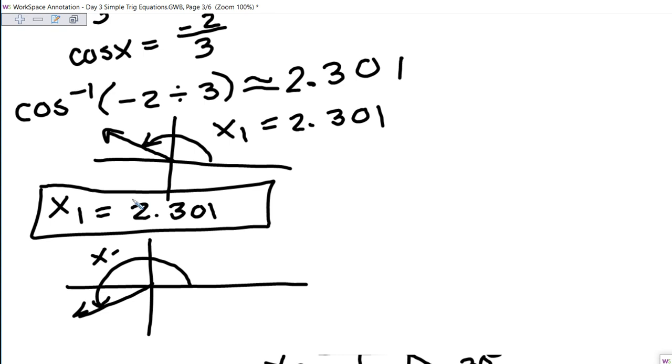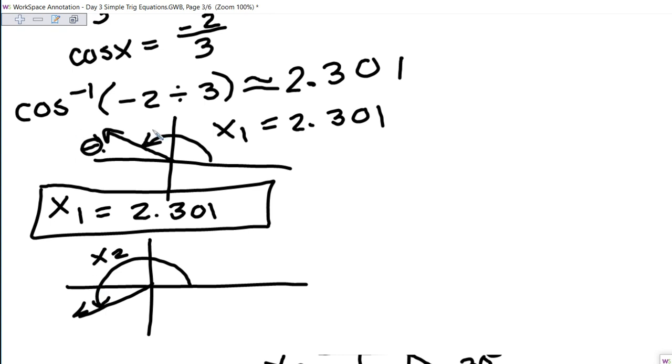Do I know what this reference angle is? 2.301 is that obtuse angle. But is this part right here obtuse? No. It's this angle over here. I'm going to call this theta reference. That's my reference angle. So the first thing we have to do is figure out what is the measure of that acute angle right there so that we know what it would be down here.